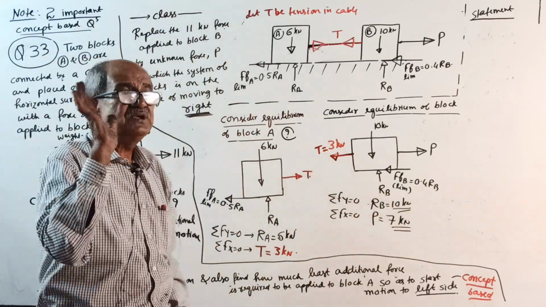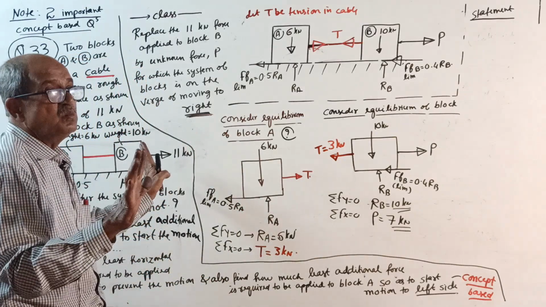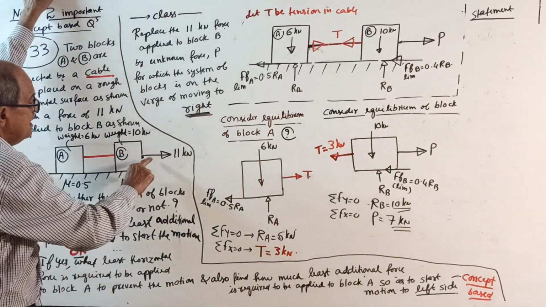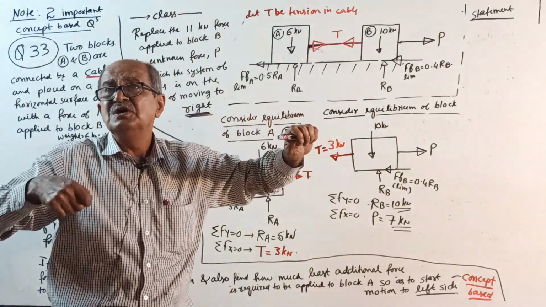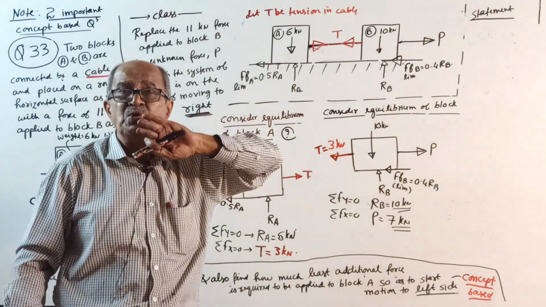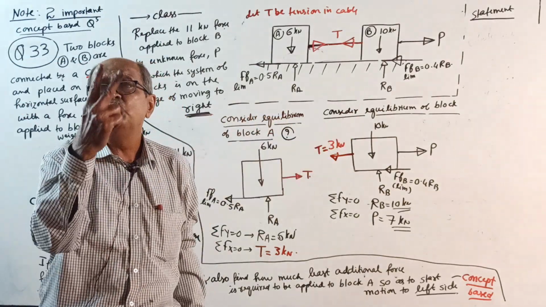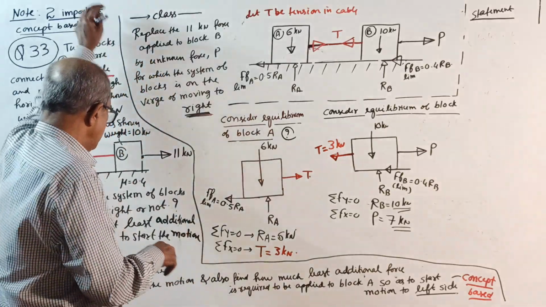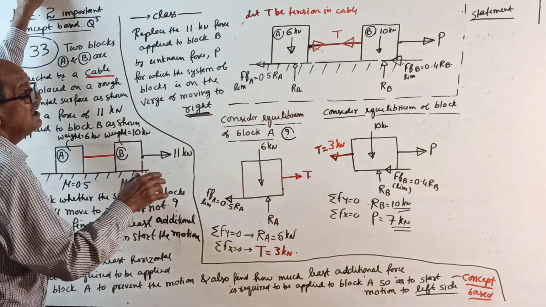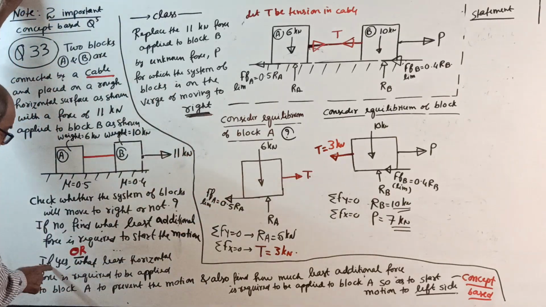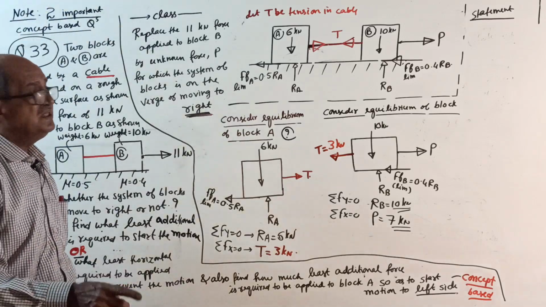Now, suppose the answer is no. Means what? 11 kilonewton is not sufficient. You require extra force. Suppose the force required is 13 kilonewton, 2 extra required that way. So find how much least additional force is required to start the motion. Or if yes, means what?